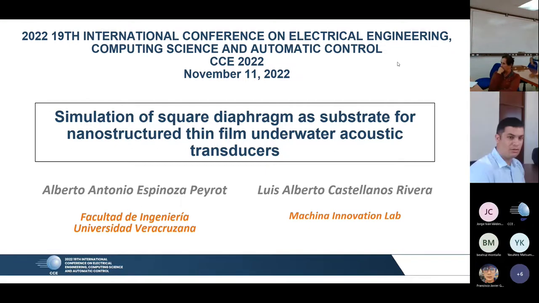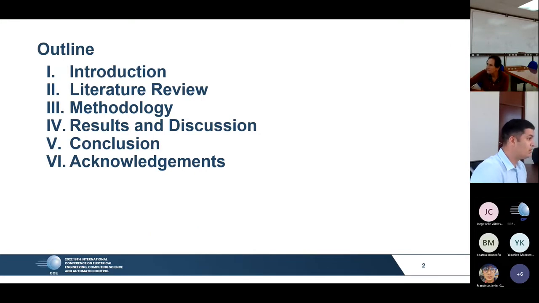I am working currently with Luis Alberto Castellanos Rivera, and we are going to present simulation of a square diaphragm as substrate for nanostructured thin film underwater acoustic transducers. The topics that we are going to talk about are the introduction, a brief literature review, the methodology that we followed, some results and discussions, and the conclusions.